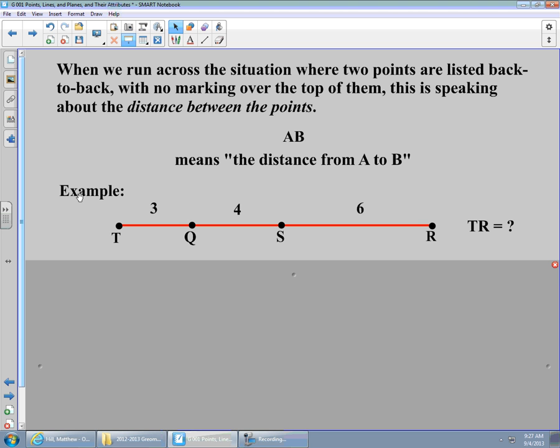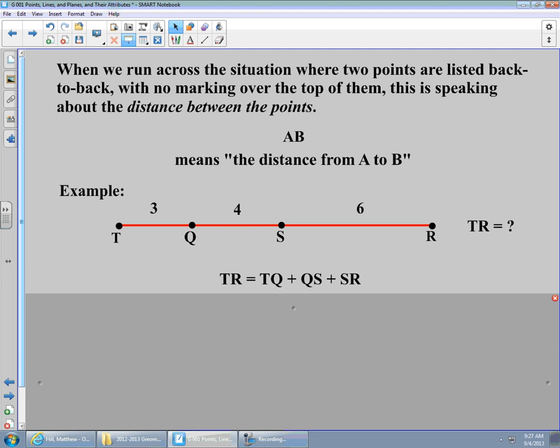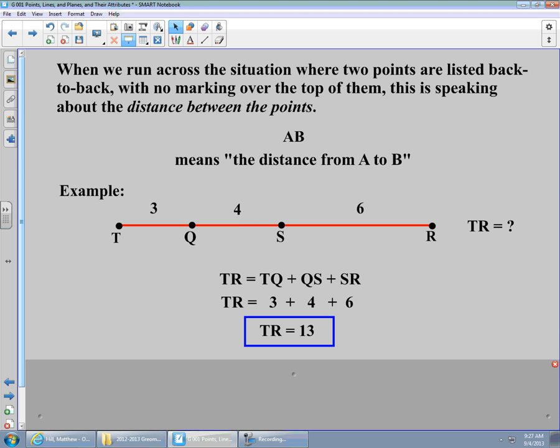Well, remember how you read that. When you have 2 points that are written back to back with no mark over the top of them, that is asking for the length from T to R, or the distance from T to R. Well, it's really quite simple. The length from T to R equals the length from T to Q plus the length from Q to S plus the length from S to R. Looking in the diagram, we can see very simply that those measurements are provided for us. T to Q is 3, the length from Q to S is 4, the length from S to R is 6. You add them up, and you've got the length from T to R, 13 units in this case.